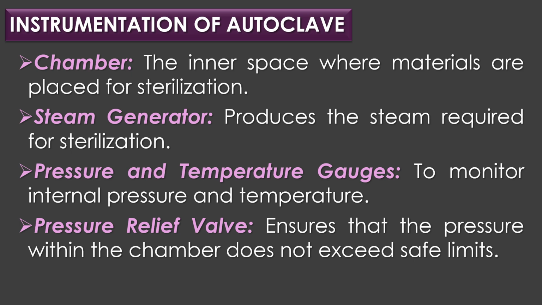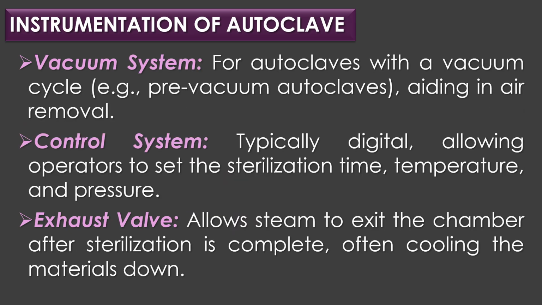Pressure relief valve. This pressure relief valve ensures that the pressure within the chamber does not exceed the safe limits. Vacuum system. Vacuum system is used for autoclaves with a vacuum cycle, for example, pre-vacuum autoclaves, aiding in air removal. Control system. The control system is typically digital, allowing operators to set the sterilization time, temperature, and pressure. Finally, exhaust valve. The exhaust valve allows steam to exit the chamber after sterilization is complete, often cooling the materials down.